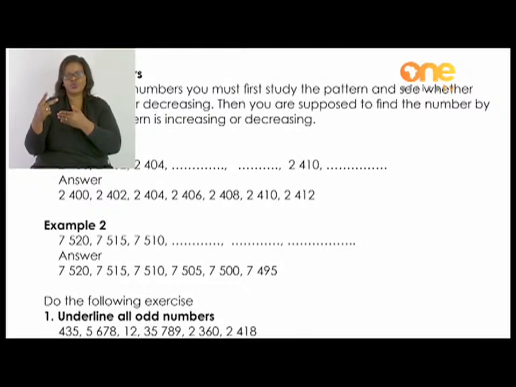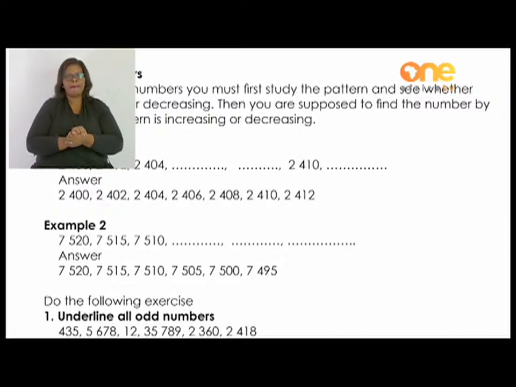2,406. Then from that 2,406, we also add another 2 again. Then we go to 2,408. The next one is given already, which is 2,410. Then the last one also add a 2. Then it becomes 2,412. Let us go to the second example.